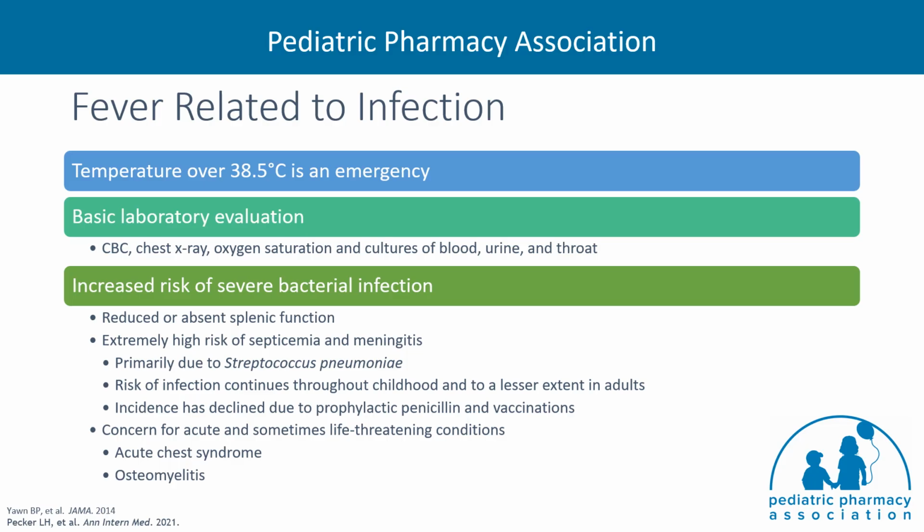These patients are at increased risk of severe bacterial infection because of that reduced or absent splenic function. They're particularly at risk for those encapsulated organisms. So that'll primarily be due to strep pneumo, and that risk is especially high in our pediatric patients, though it'll lessen in our adult patients. Additionally, there is concern for patients presenting with acute chest syndrome or osteomyelitis, and so ruling these out is important as well.